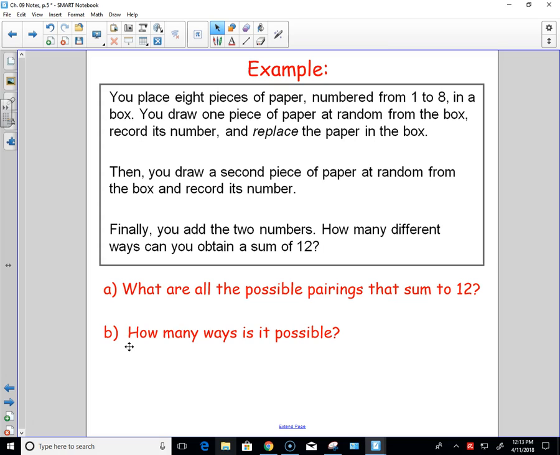They ask, how many different ways can you obtain a sum of 12? Okay, you guys are already thinking. You can do 4 and 8. That's one pairing, right? What's another pairing? Okay, if you have 6 and, ooh, that's possible because what happens to the 6? You put it back in, so you could theoretically get it again. And then what's another possible pairing?